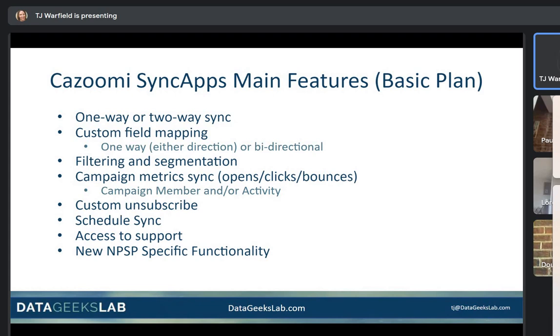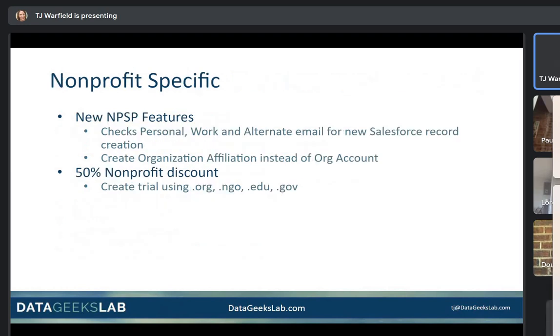And then they have this new NPSP functionality. So this NPSP functionality, the big one is around the email matching. If you are using the NPSP personal, work, alternate email with the preferred email functionality on the contact, this will check before creating a new contact from MailChimp to Salesforce.